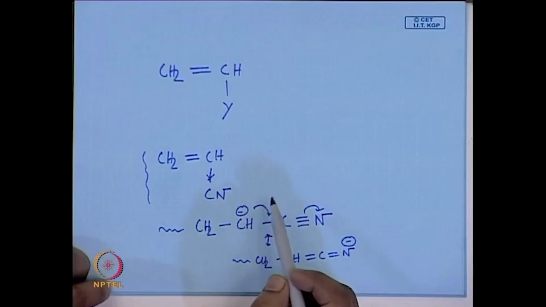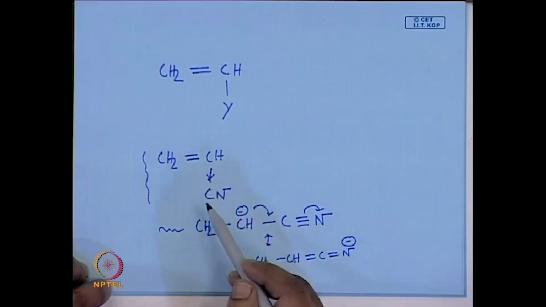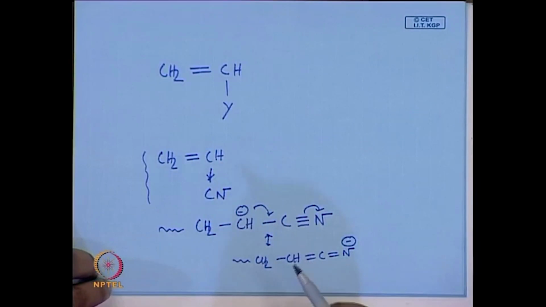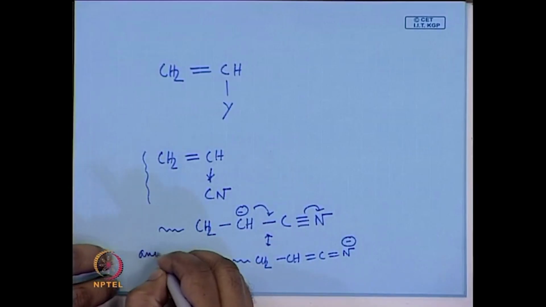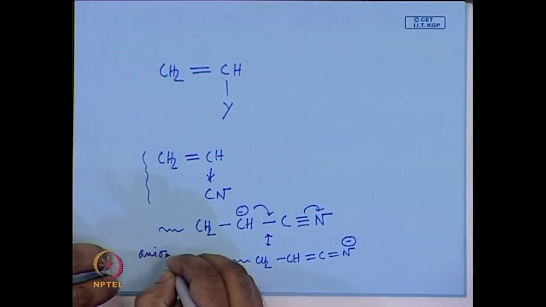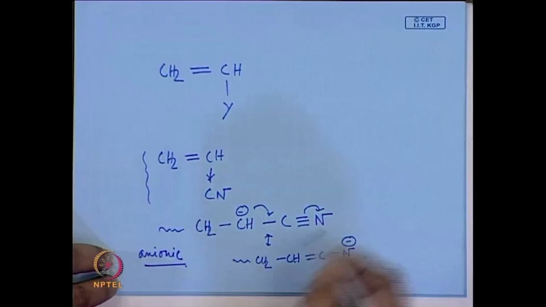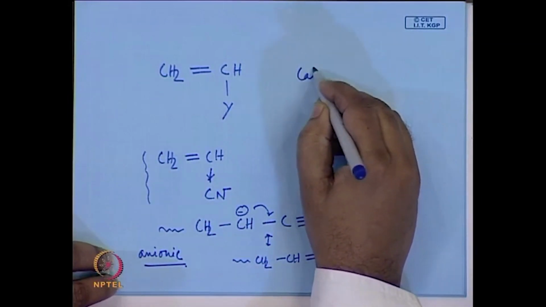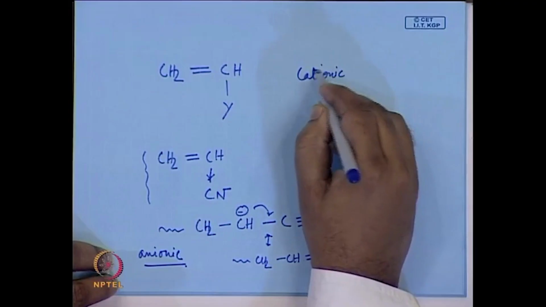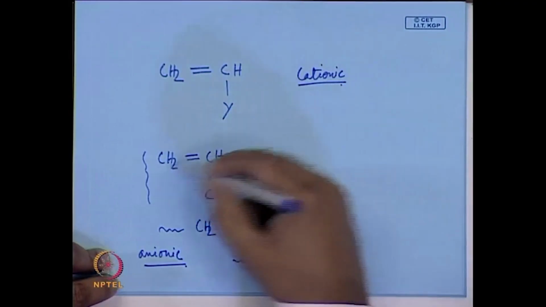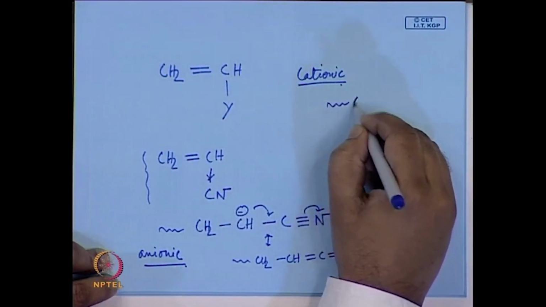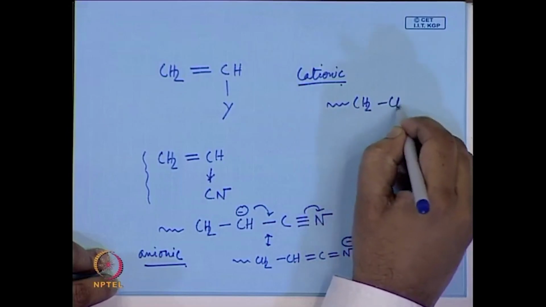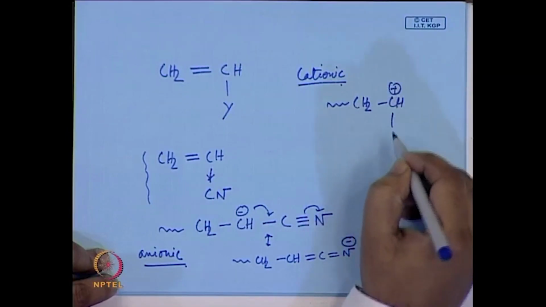But now if you have a cationic initiator for this case, this was an anionic initiator, if you have a cationic initiator for this case, then if it has to react and form something like this.